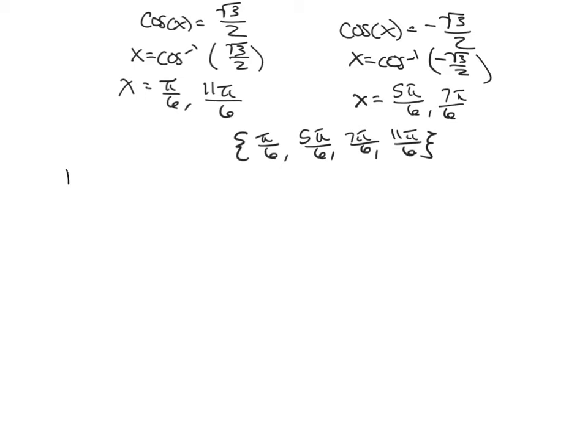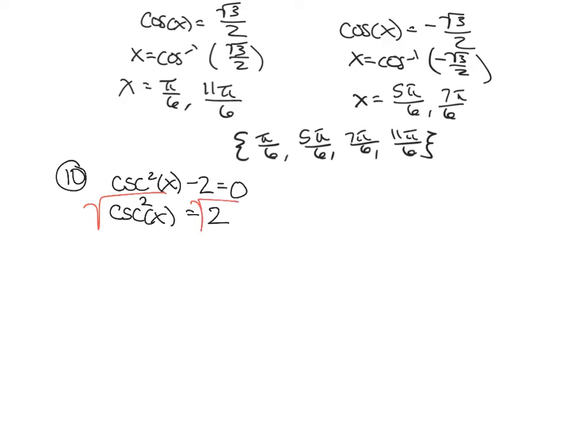So for our next problem, problem number 10, this is cosecant squared x minus 2 is equal to 0. I'm going to add 2 to both sides. I'm going to square root both sides, and I'm going to end up with cosecant of x is equal to the positive and negative version, please do not forget, square root of 2.